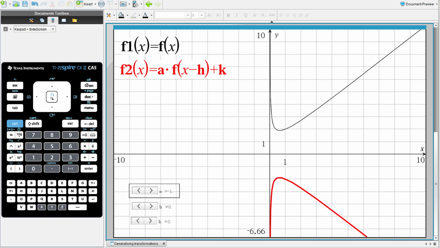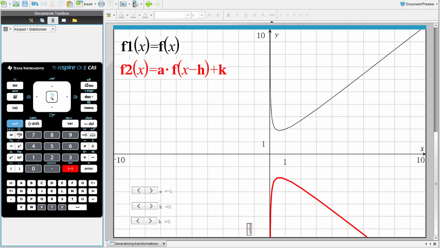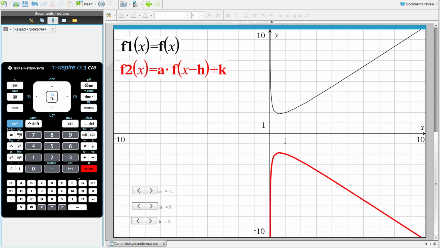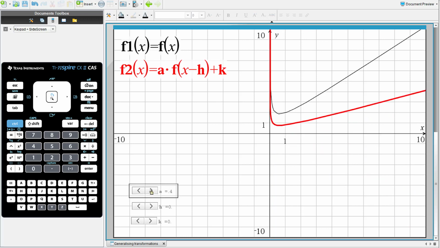It is the mirror image. If we make this negative 10 as well, we can see what's happening here. It's the graph reflected in the x-axis. Alright, if I put A back to being 1, now we look at k.